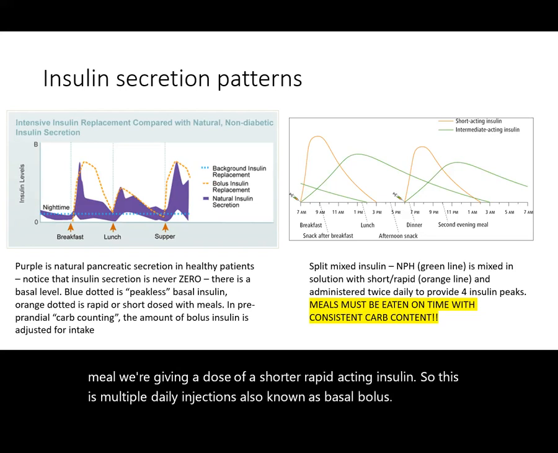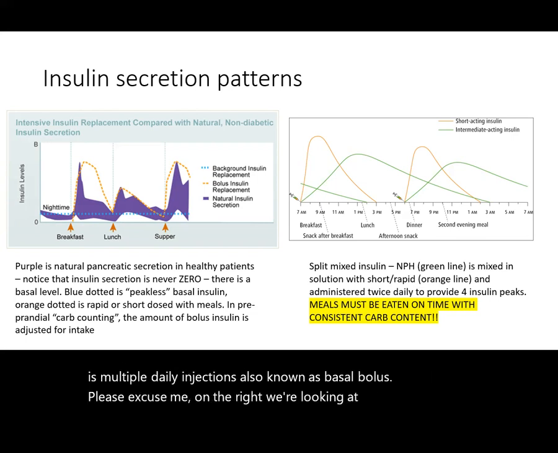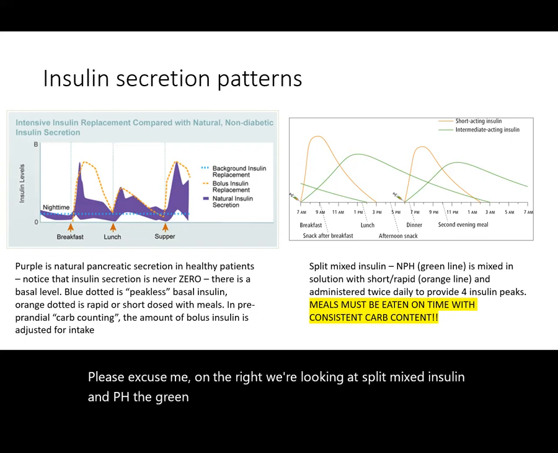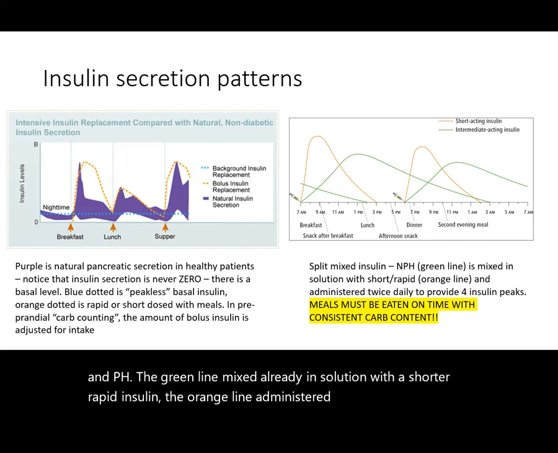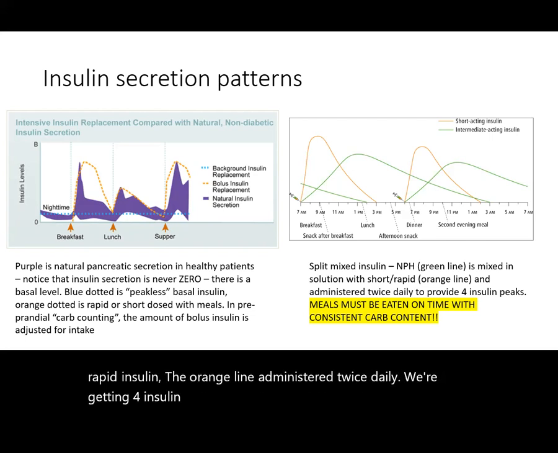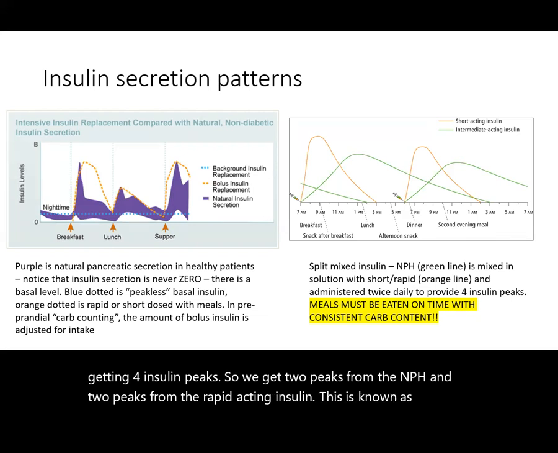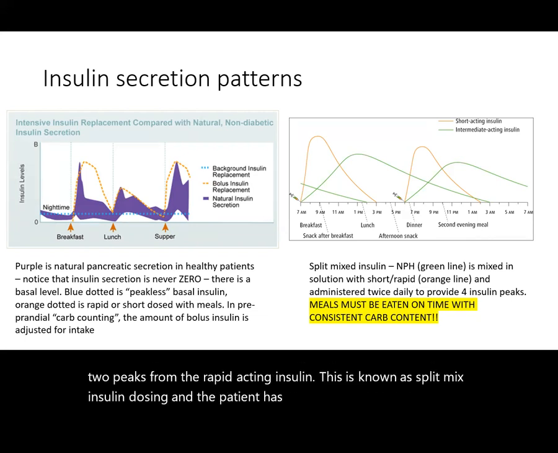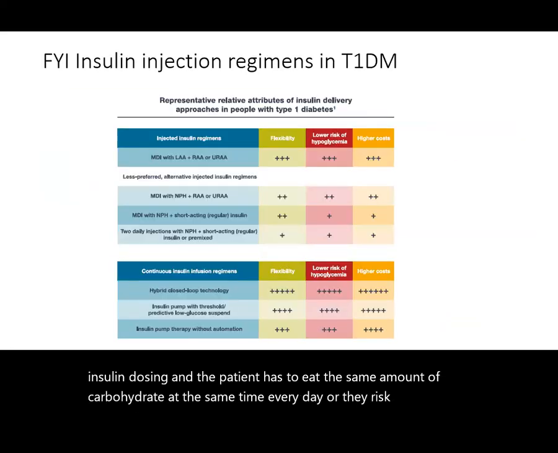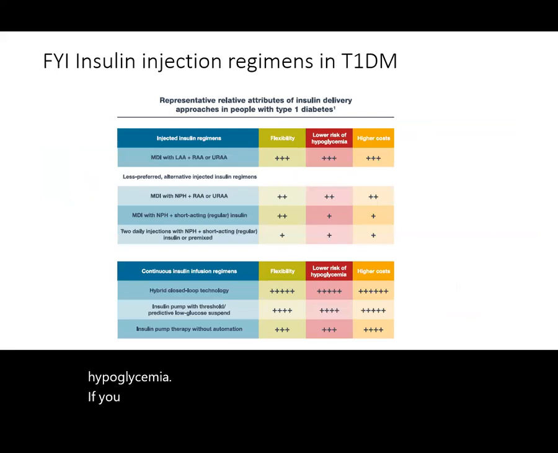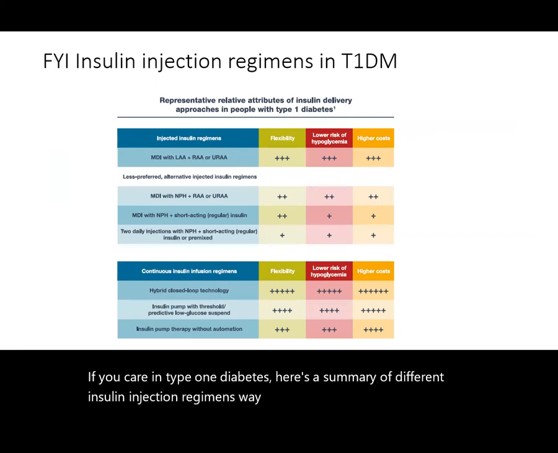On the right, we're looking at split mixed insulin, NPH, the green line, mixed already in solution with a shorter rapid insulin, the orange line, administered twice daily, and we're getting 4 insulin peaks. So we get 2 peaks from the NPH and 2 peaks from the rapid acting insulin. This is known as split mixed insulin dosing, and the patient has to eat the same amount of carbohydrate at the same time every day, or they risk hypoglycemia. If you care, in type 1 diabetes, here's a summary of different insulin injection regimens, way beyond your needs at this time.